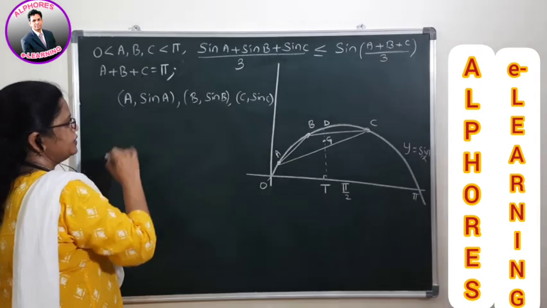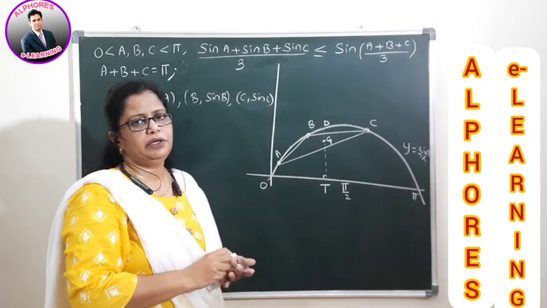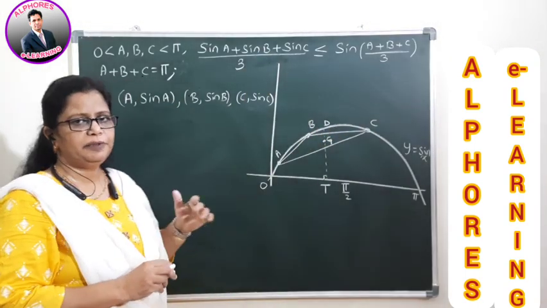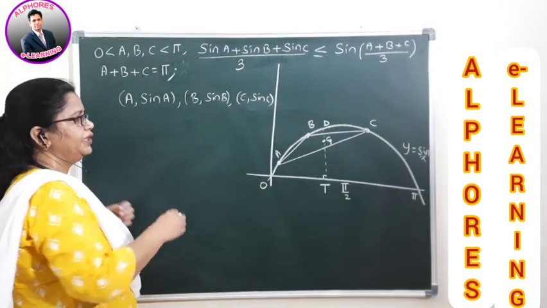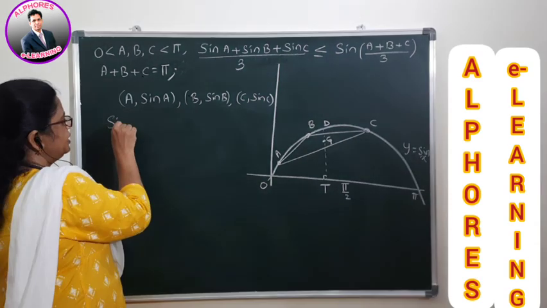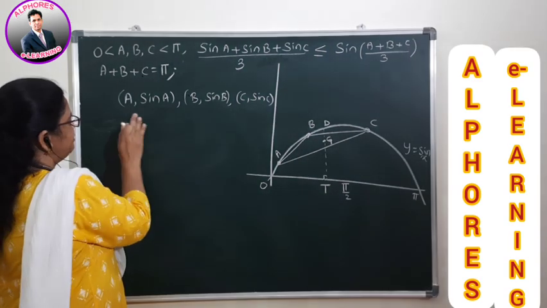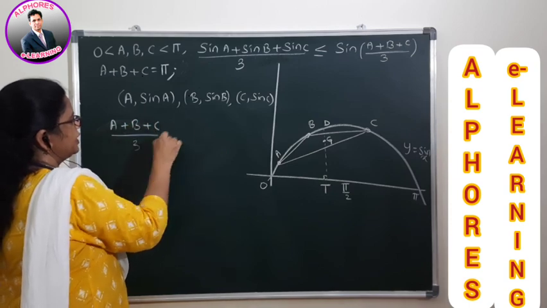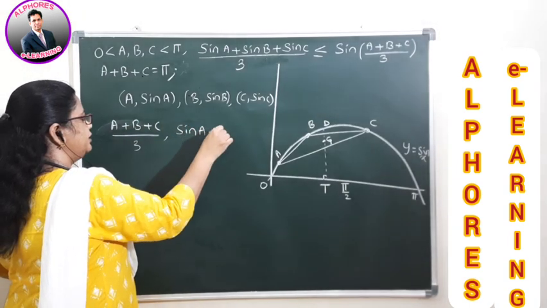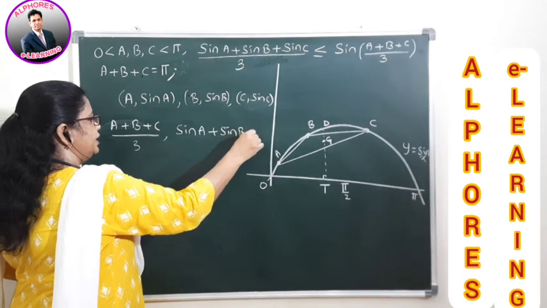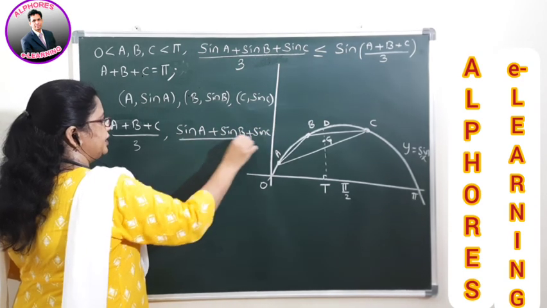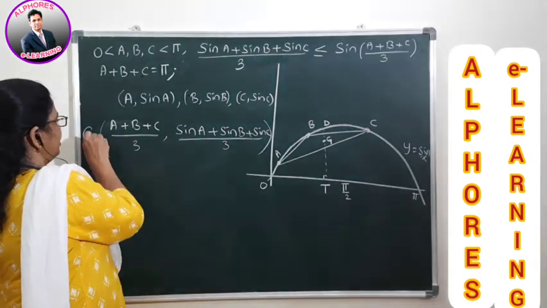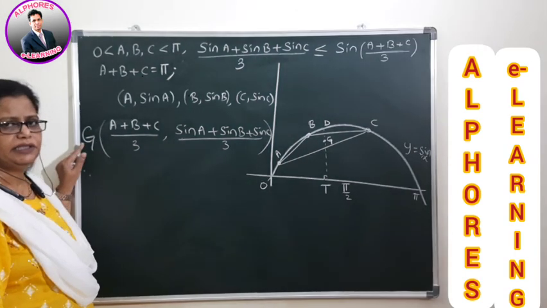Now what is here? The centroid. Why have we taken the centroid? The reason is that the number they have used is 3. That is the purpose why we have taken the centroid. So the centroid, if I consider, is ((A + B + C)/3, (sin A + sin B + sin C)/3). So these are our centroid coordinates, students. If you observe, this is our ordinate and this is the abscissa. So this is our centroid.